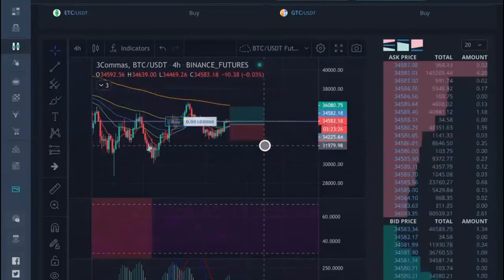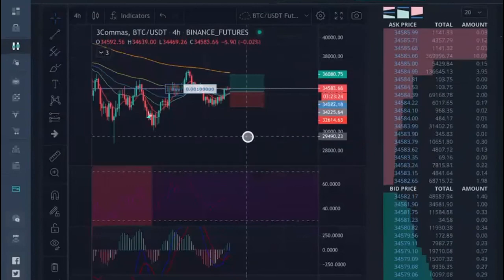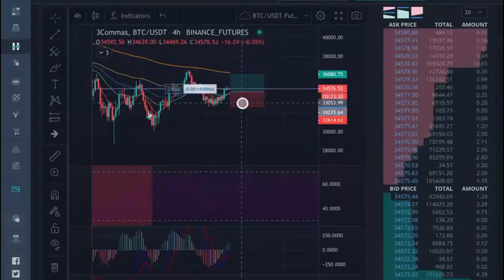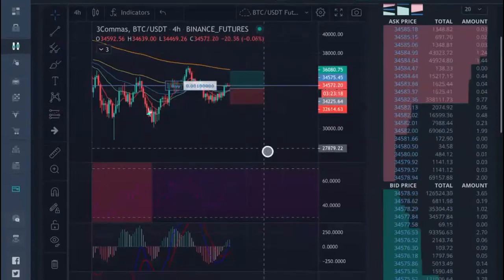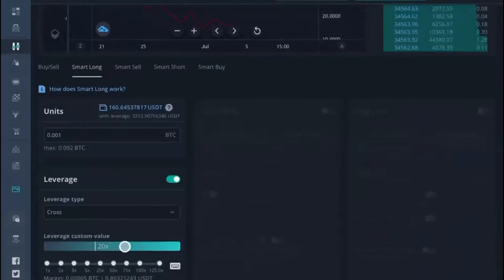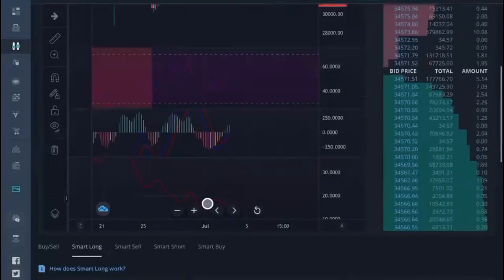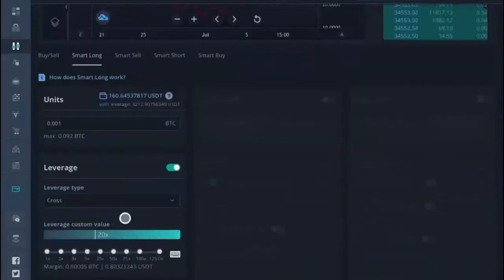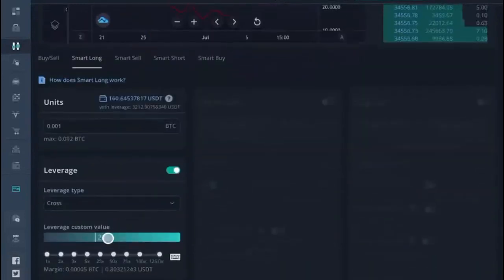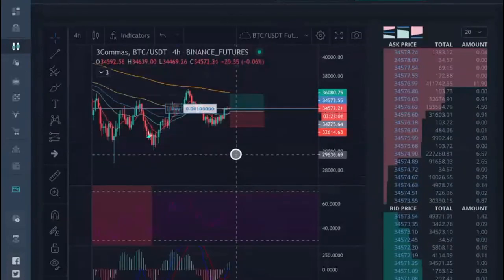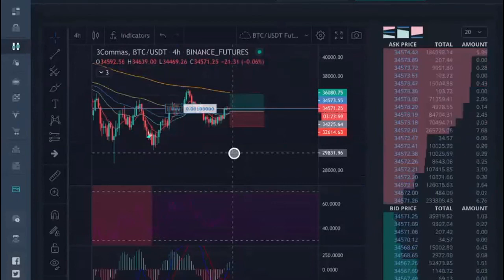So here, in this example, we have $100 and we're using 20x leverage. That makes our position size $2,000. So our position size with leverage is $2,000.